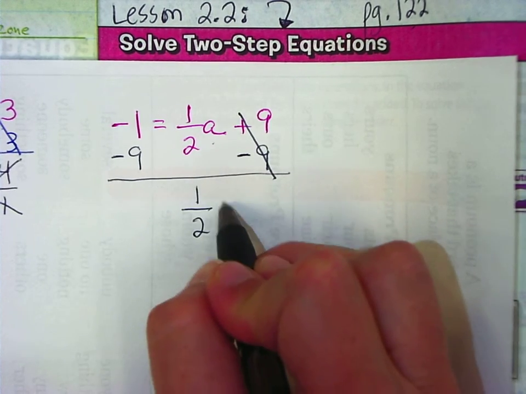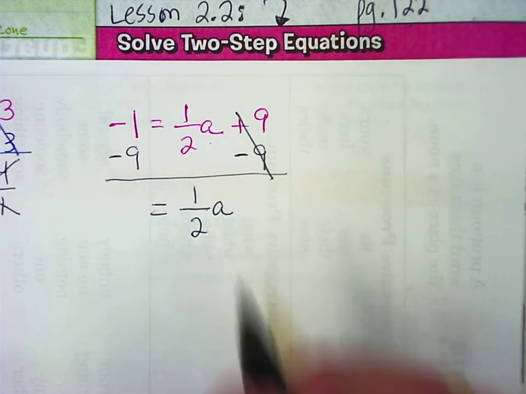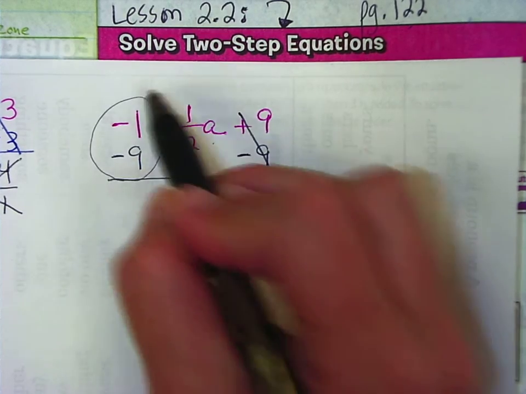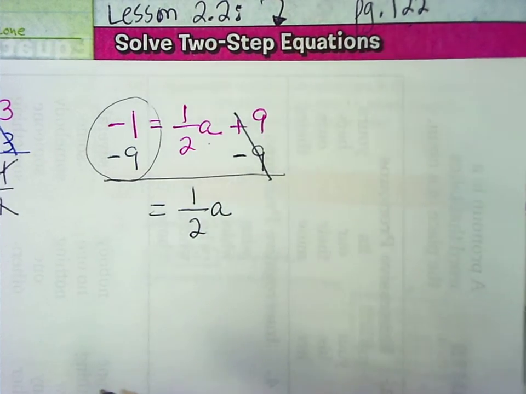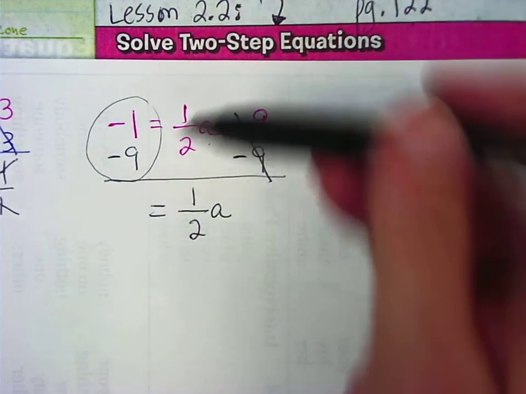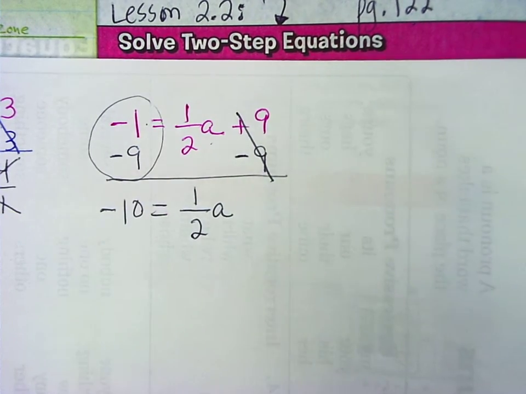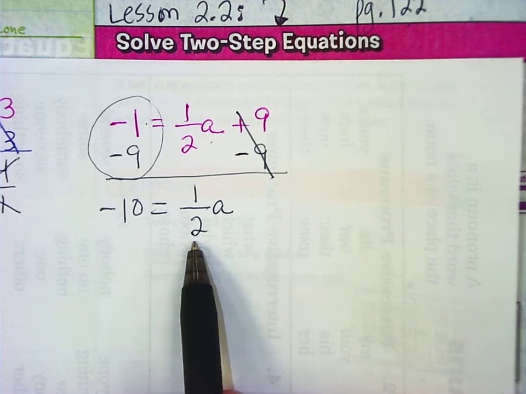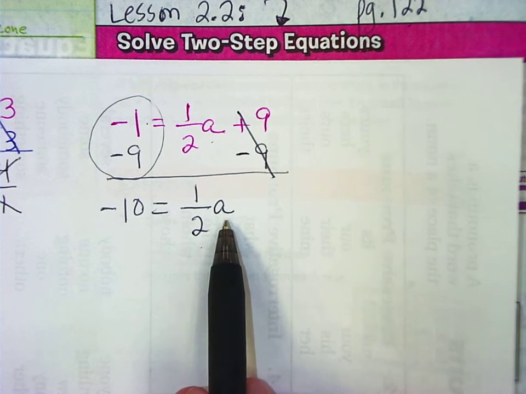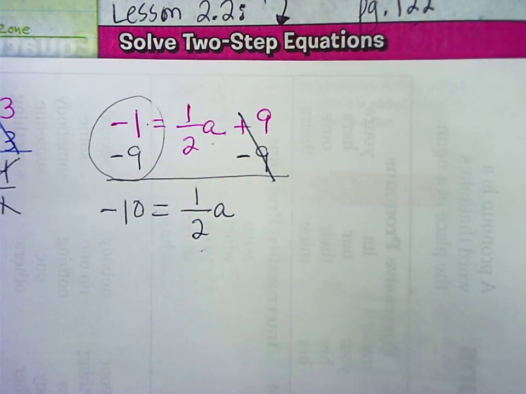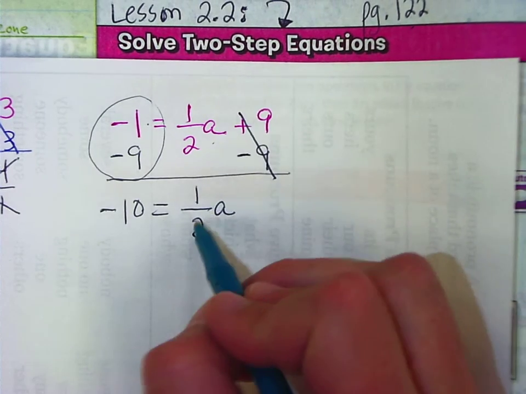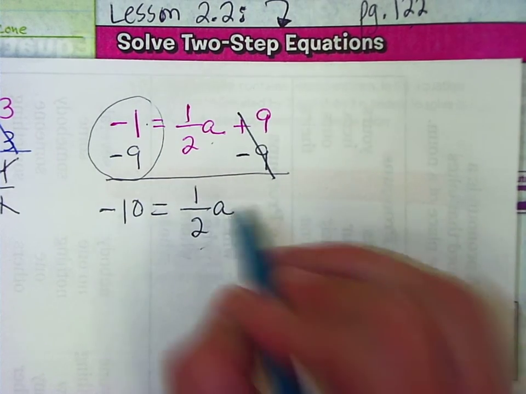So bring down your half a and your equal sign. And now combine this side. Because my signs are the same, I'm going to add and use the same sign. So -1 plus -9 is -10. And again, I'm left with a fraction next to my variable. So whenever I have this left, in order to get rid of a fraction next to a variable, you're going to flip your fraction and multiply.